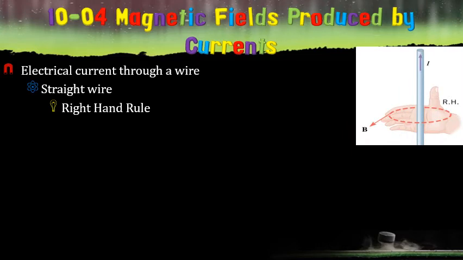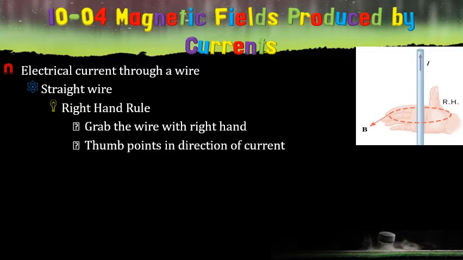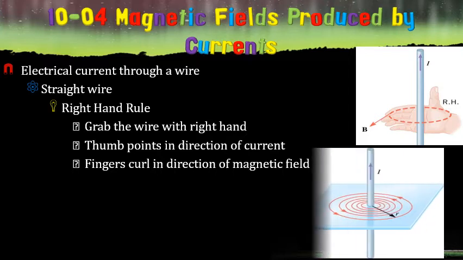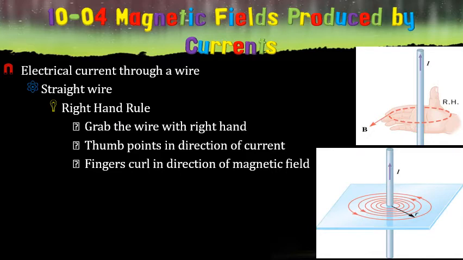Alright, so let's talk about that again, this time with better pictures. So your right hand rule. Grab the wire with your right hand. You might want to try using your pencil to see. So grab your pencil with your right hand. Your thumb points in the direction of the current. That's just like in the other right hand rule. And your fingers will curl in the direction of the magnetic field. So you can see there in that picture, the magnetic field is actually circles around the wire. And the formula again.